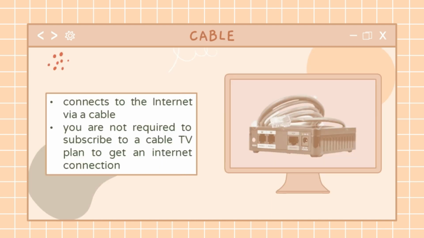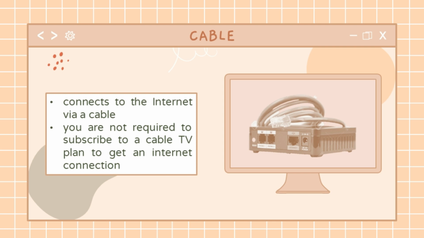Cable. A cable internet service connects to the internet via cable TV, but you are not required to subscribe to a cable TV plan to get an internet connection. One of the best things about cable is mas mabilis siya sa dial-up and DSL. However, kapag maraming kapitbahay nyo ang nakakonect sa same cable line, magre-result yun sa poor connection. But other than that, wala ka ibang problema kasi gaano man kalapit or kalayo kayo sa ISP, mabilis pa rin yung internet niya.